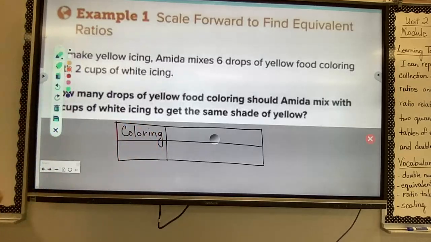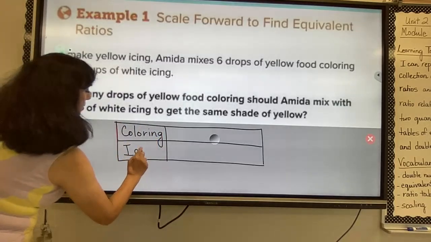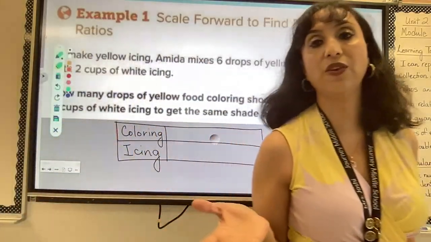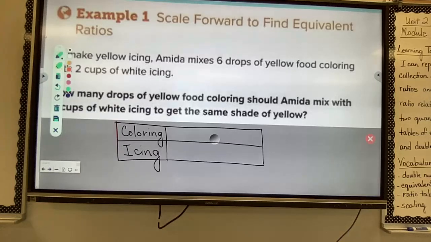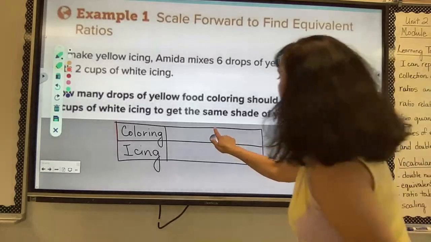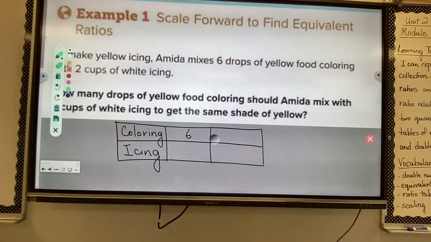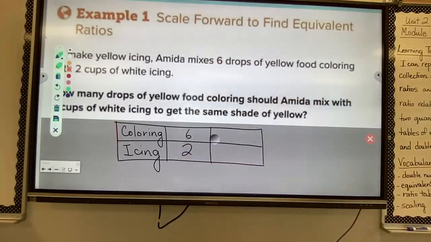And we are talking about the white icing that is required. All right, so we're going to see what we are creating a ratio of. We are given that for every 6 drops of yellow food coloring, there are 2 cups of icing.